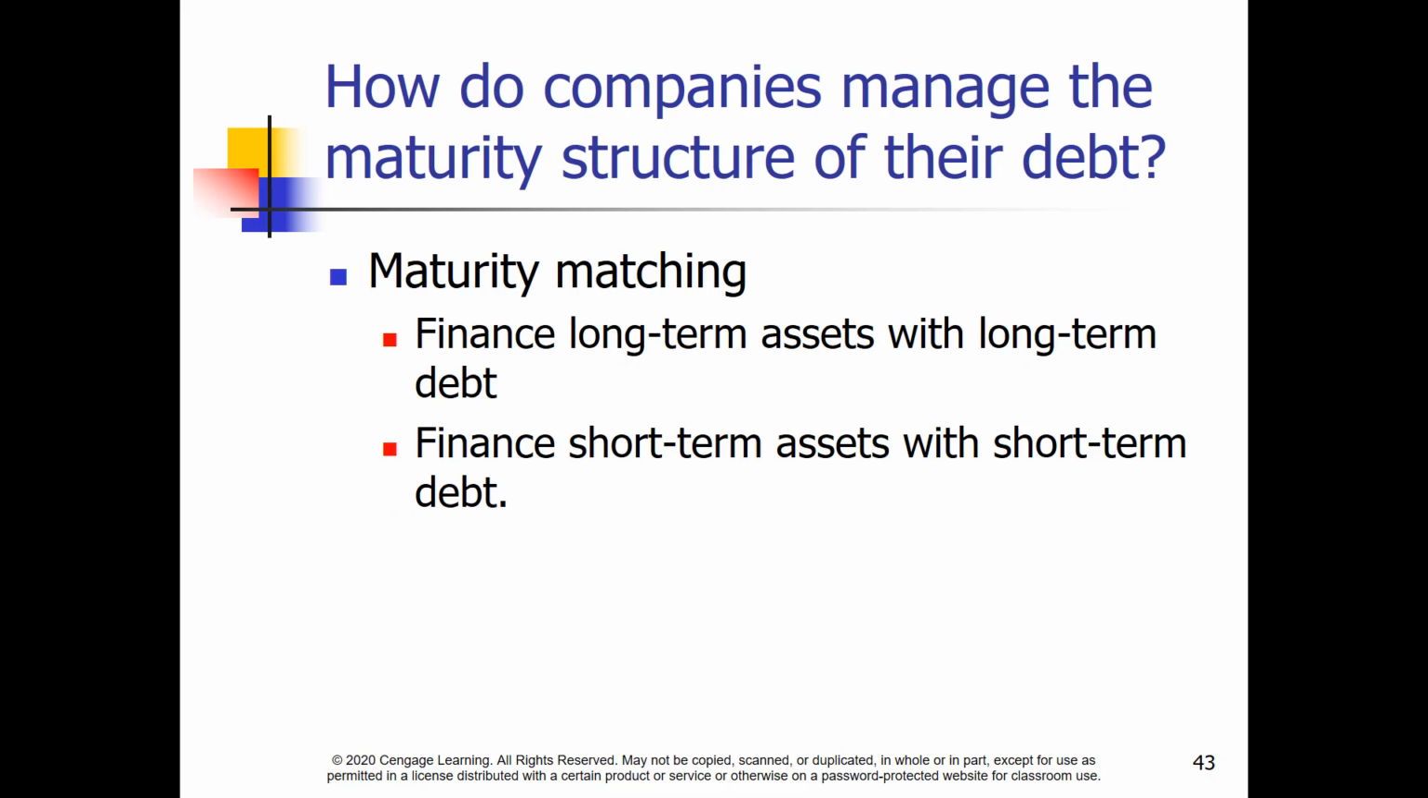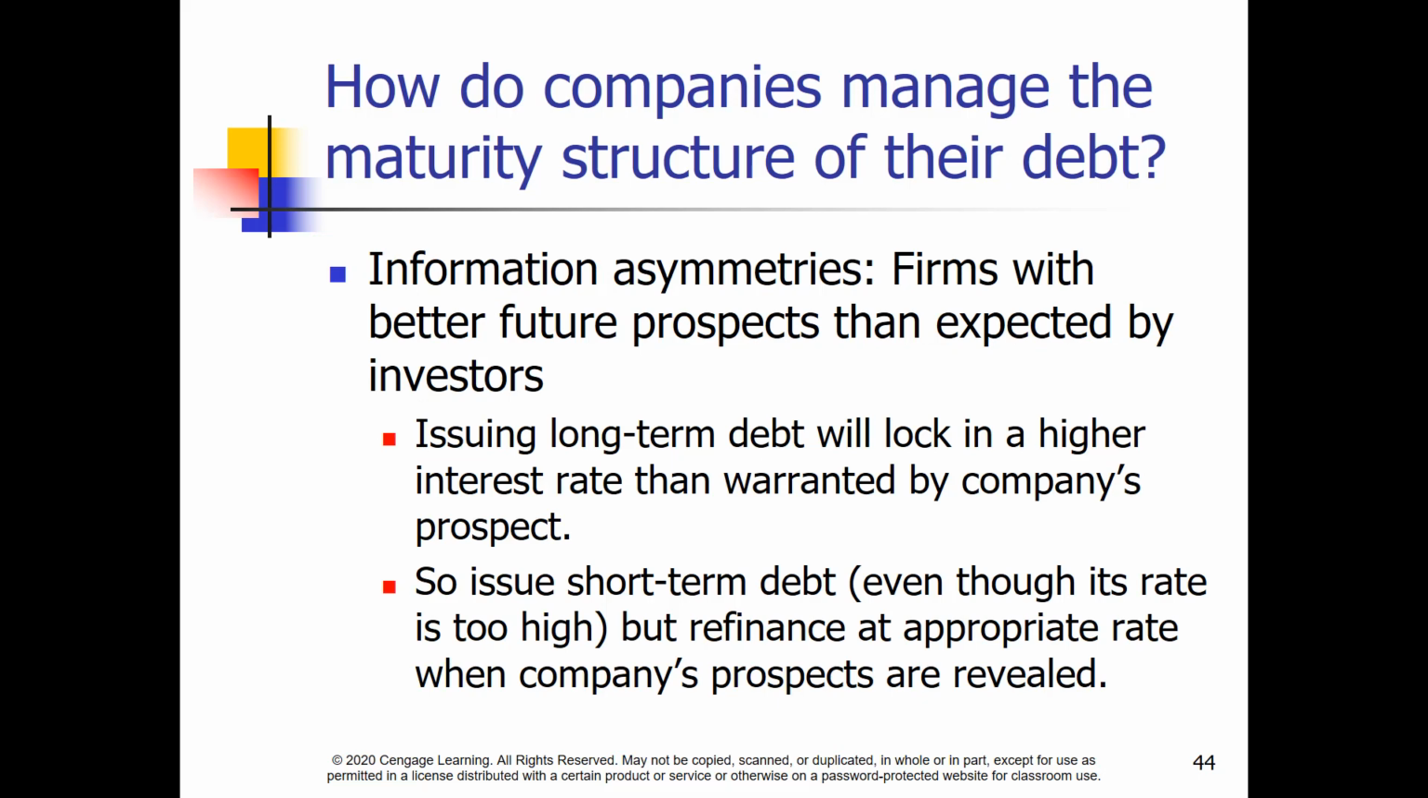Along with deciding how much debt a firm should have in its capital structure, the firm must also decide on the appropriate maturity for any new debt. One approach is called maturity matching, which means matching the maturity of debt to the maturity of projects financed by that debt. A second approach to managing debt and maturity involves information asymmetries.